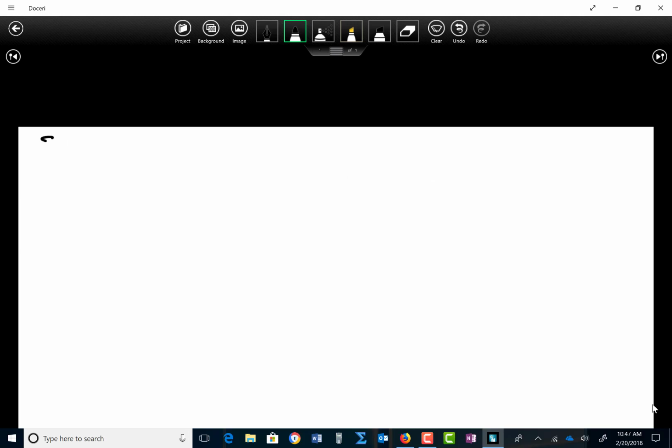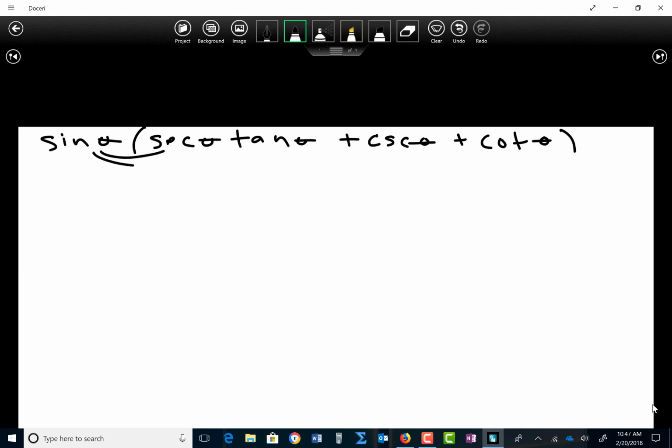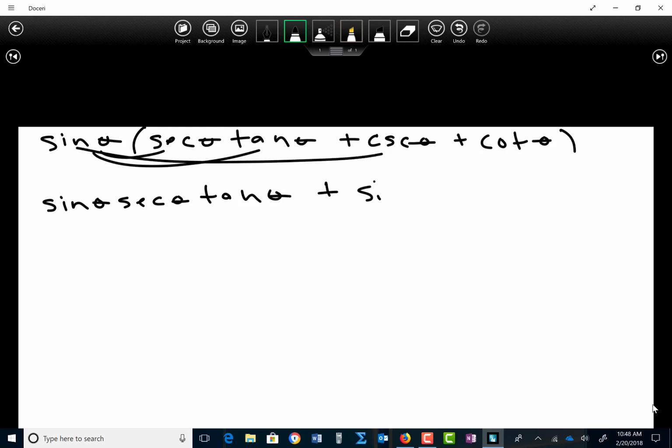Number 7 is sine theta times secant tangent plus cosecant plus cotangent. Now, where some of you went wrong is when you distributed, you tried to distribute the sine with the secant and the tangent. There's no addition or subtraction between secant and tangent, so the sine just gets multiplied through by both of those at the same time, not them individually. So when I distribute, I just have sine theta, secant theta, tangent theta. Straight multiplication there, plus sine times cosecant plus sine times cotangent. So again, that's where some of you went wrong.